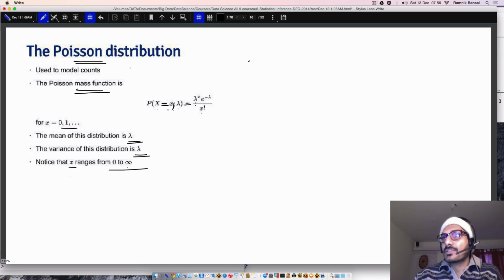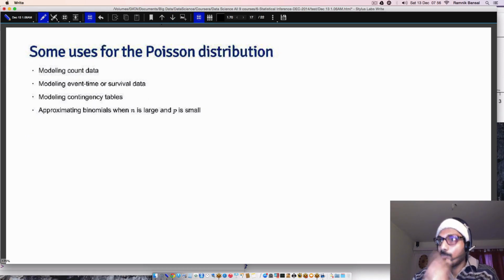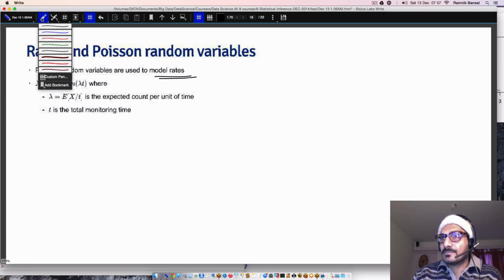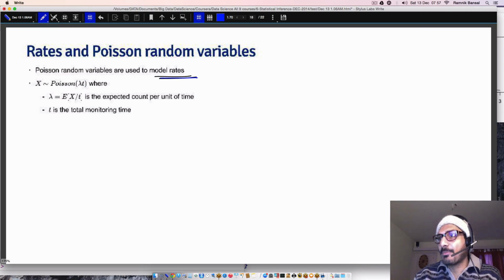Is this clear? So a little bit of just understanding of the Poisson distribution. This is what the formula is. As we move ahead, it says some of the uses are in modeling count data. What will be of total relevance is that we normally use it to model rates. When I say rate, for example, how many people passed in 1 hour.